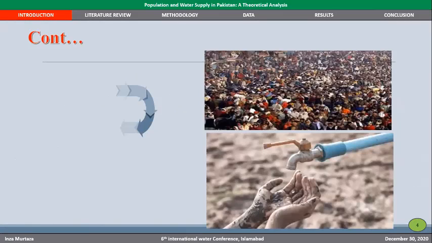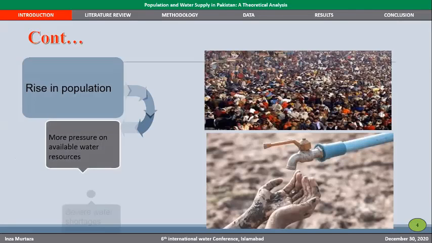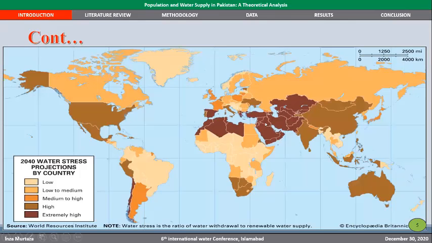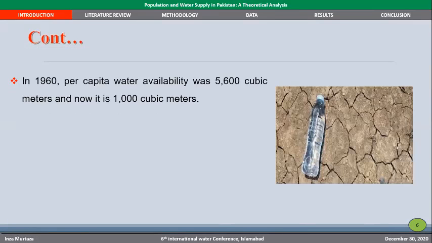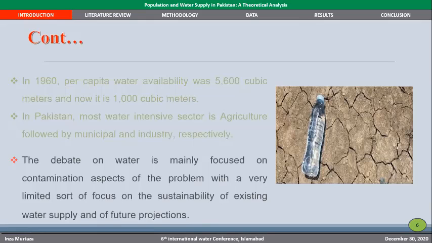Higher population puts pressure on water resources, which can lead to severe water stress, as was evident in Karachi last summer. As can be seen from this map, Pakistan can face extremely high water stress by 2040. For example, in 1960, per capita water availability was 5,600 cubic meters, and now it is 1,000 cubic meters. In Pakistan, the most water-intensive sector is agriculture, followed by municipal and industrial respectively.